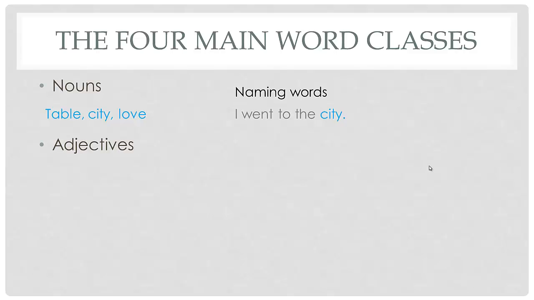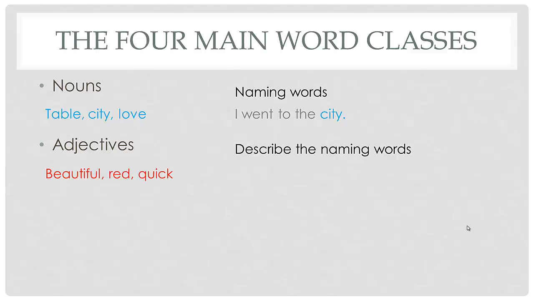Then we're going to move on to adjectives. Adjectives are a type of describing words. There are two types of describing words, and adjectives are the first ones we'll think about because they describe naming words. So adjectives describe nouns. So if you have something like a table or a city or love, you can describe those words in any way you want.